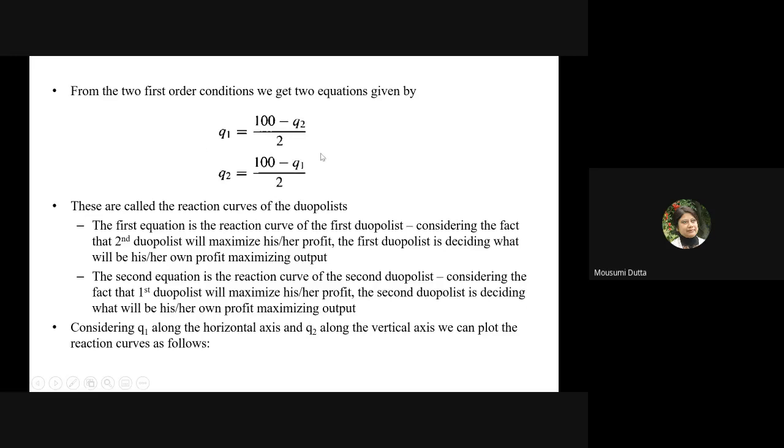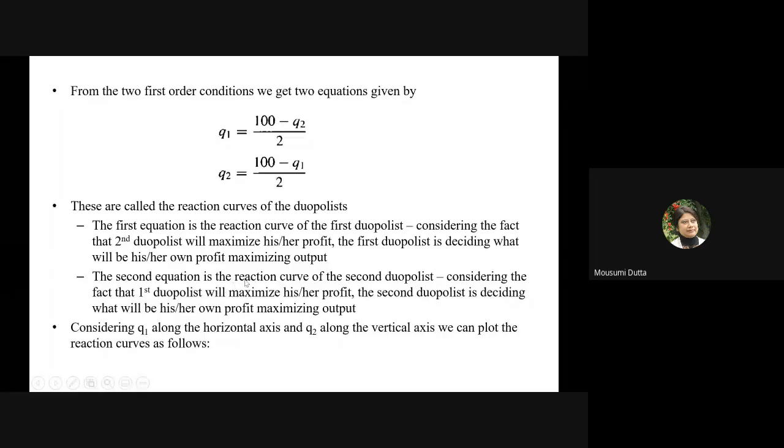So these two lines are called the reaction curves. The first equation is the reaction curve of the first duopolist, considering the fact that the second duopolist will maximize his or her profit. The first duopolist is deciding what will be his or her own profit maximizing output. So it is a reaction to your action.